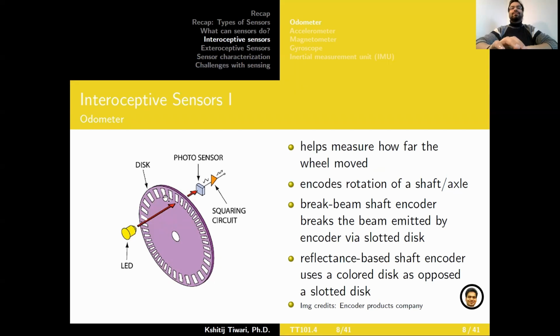Another way of doing this is, instead of having a slotted disk, you have a colored disk, where you could imagine it to be sliced up like a pizza slice. So you have multiple slices, and each slice would take up a different color scheme. And then you're measuring the reflectance based on that, using the colored disk as opposed to a slotted disk. So that's your odometry.